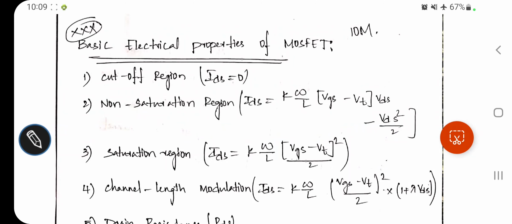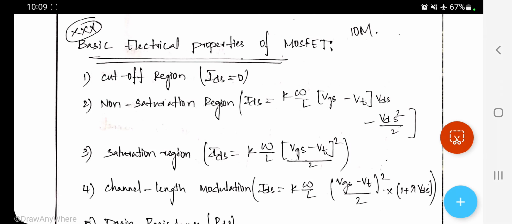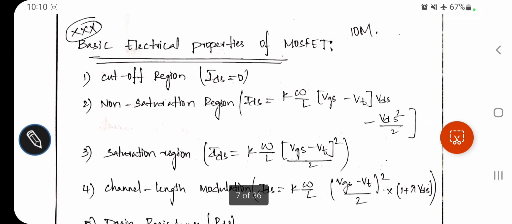Hi everyone. In this lecture, we're going to discuss the basic electrical properties of MOSFET. That is, electrical properties related to the current IDS, the threshold voltage, and the body effect of the MOS transistor.